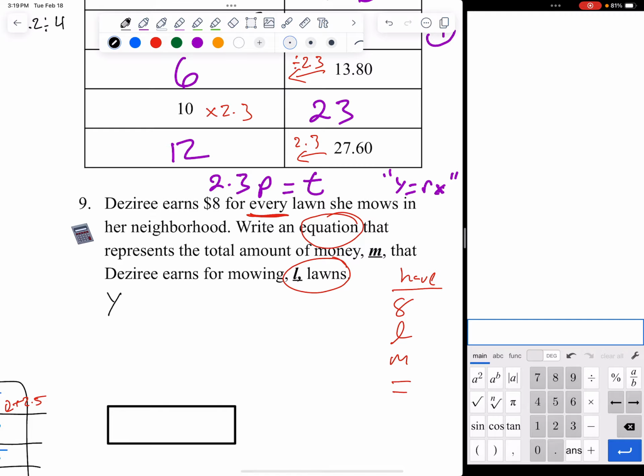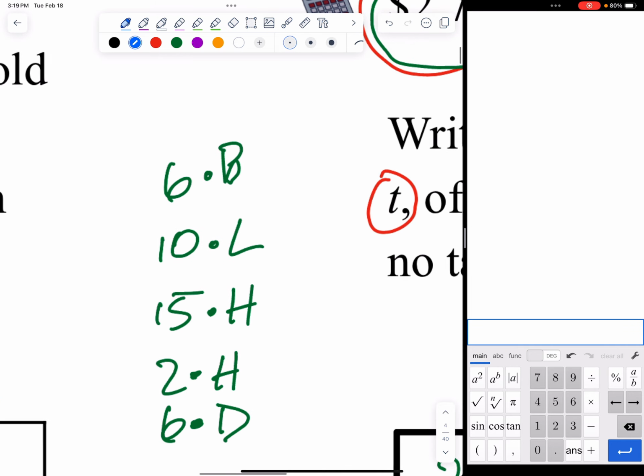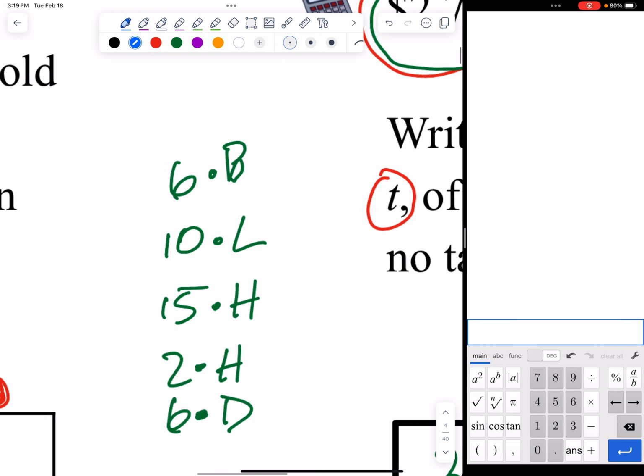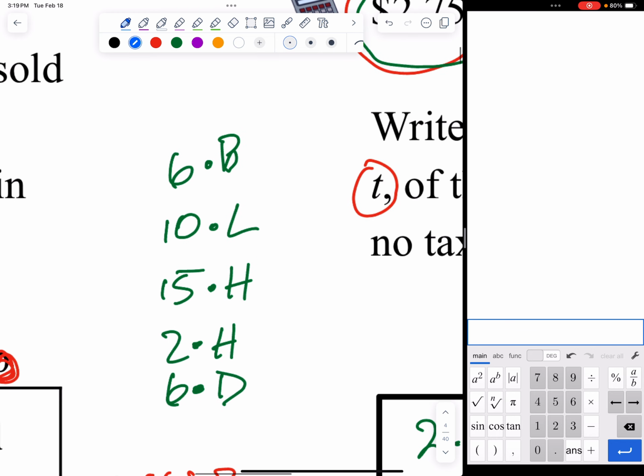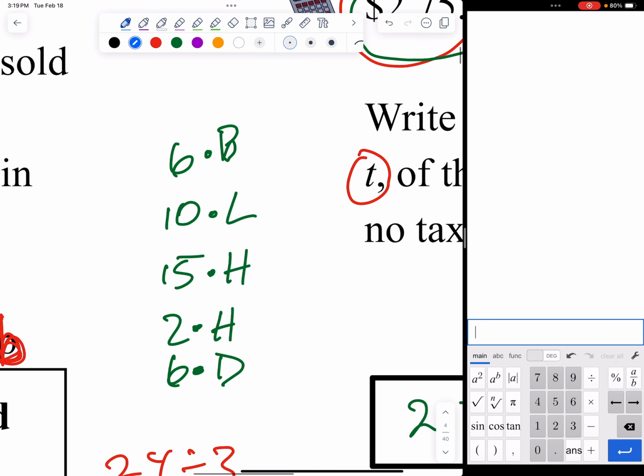What have I been saying? Y equals RX. But in this case, my Y and my X's are different, right? So what did I say earlier? All these words right here. $6 per burrito, $10 per lawn. Okay, $15 per, I forgot what those words were. $2 per hot dog, $6 per drink.